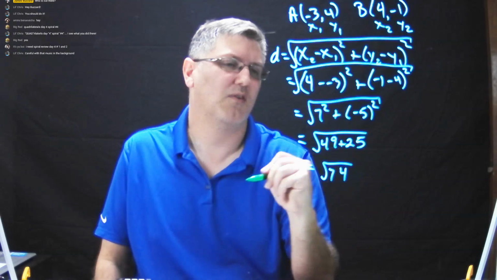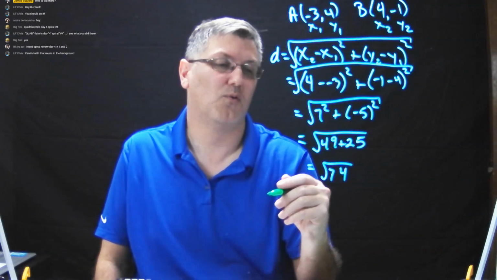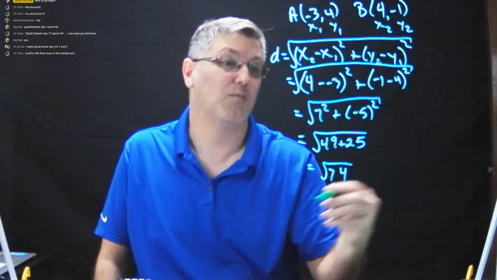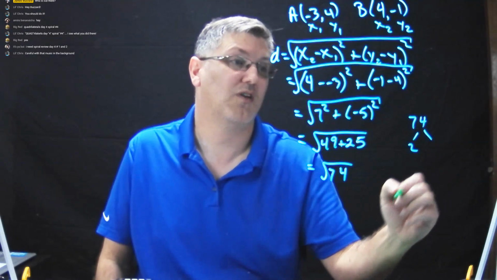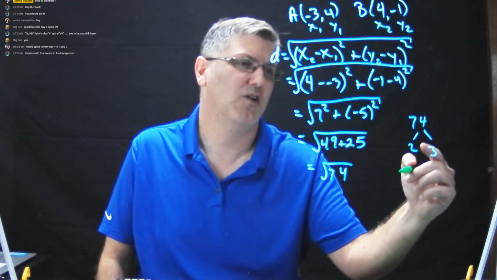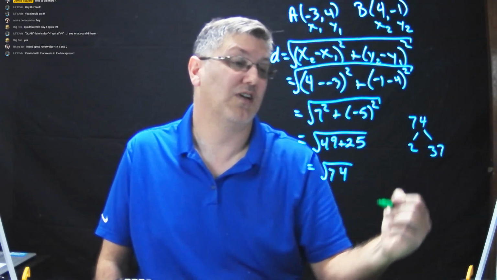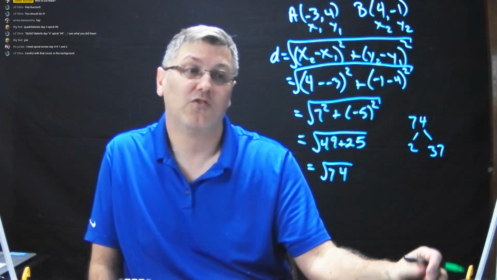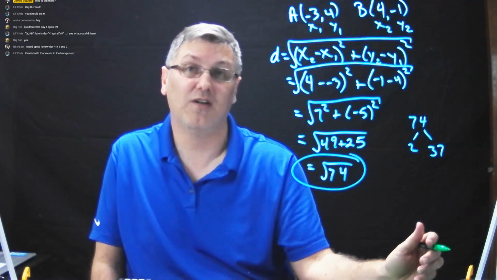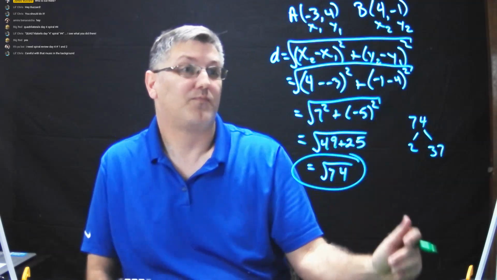Square root of 74. 74 is not a perfect square, so I need to break it down. How many times does 2 go into 74? It goes 37 times, and that's it. 2 and 37 are prime, so this is your exact answer. You're done right there.